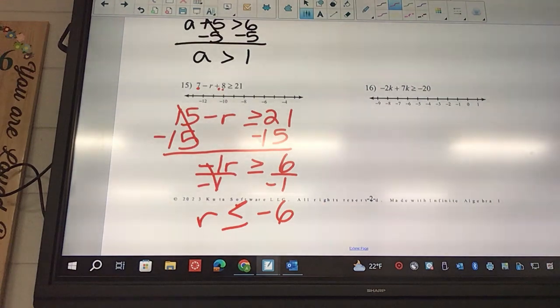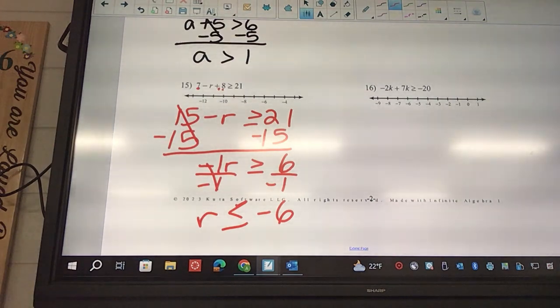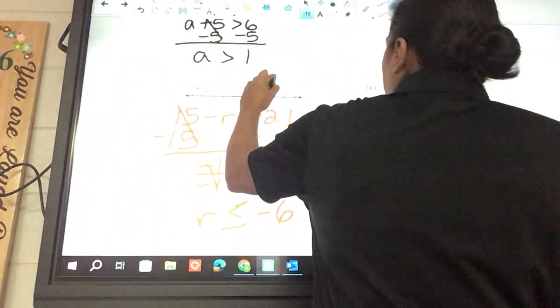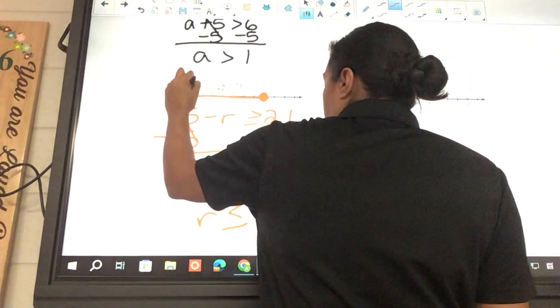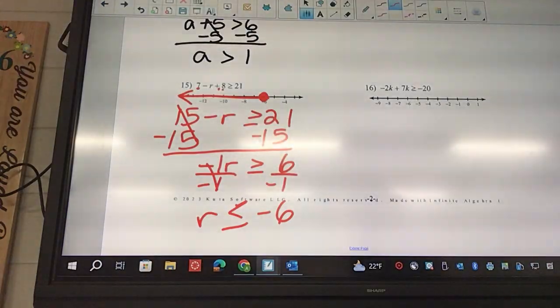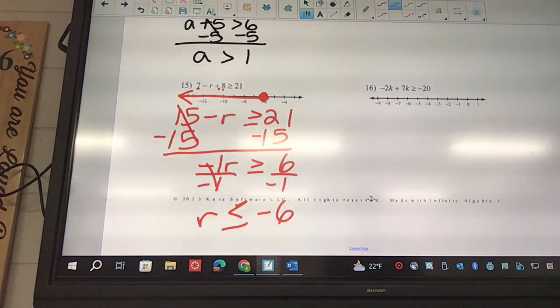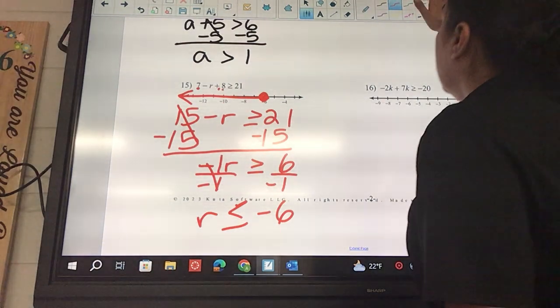Okay, on the 6, is that gonna be open or closed? Closed. Going which way? To the left. Gibson, you with me? Oh, okay.